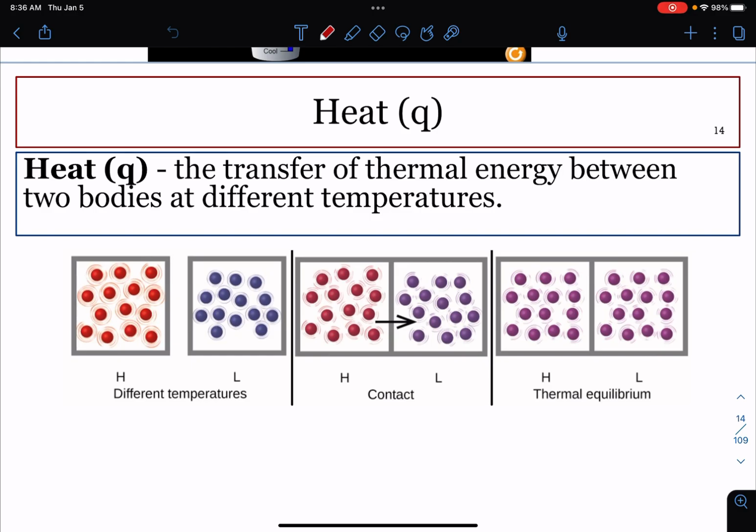In this diagram, we can see that there are two substances, one that is hotter than the other one. Here's the hot one, and here's the cooler one. When the two substances touch, the heat will flow from the hotter substance to the colder substance. Just like how water always flows down a waterfall and never up the waterfall, heat will always flow from the higher temperature to the lower temperature. At some point, the two substances will become the same temperature, and we say they have reached thermal equilibrium.